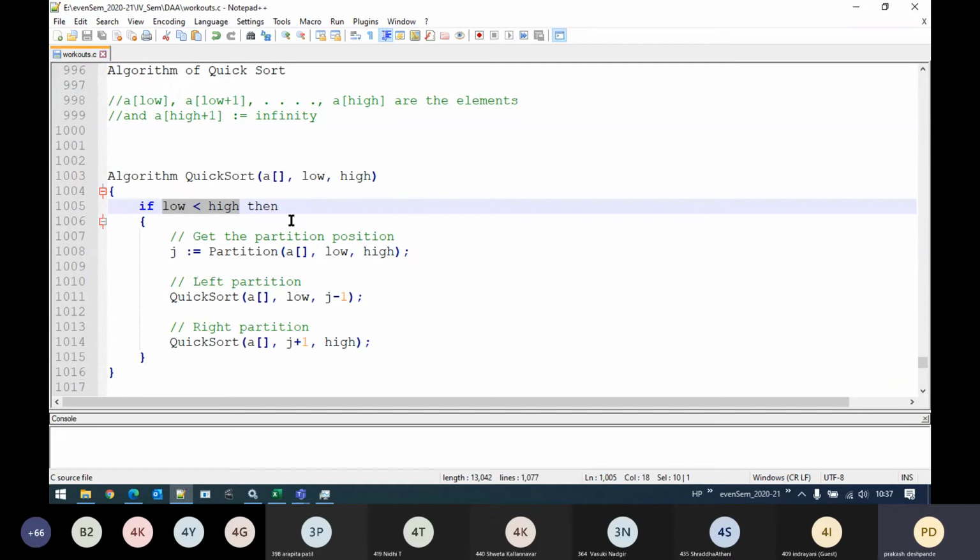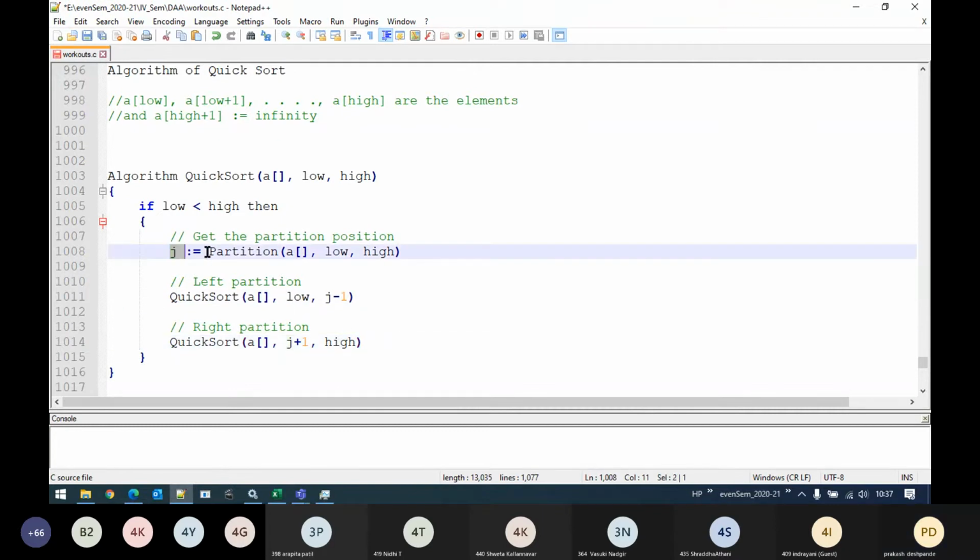And if we reach that, if there is only one element in the group, there is no need to do the partitions. In order to implement that, we have set a condition: low is less than high. If this is true, then only go for the partitions. Now, the first statement, let me remove the semicolon. This is not appropriate. We can remove the semicolons here.